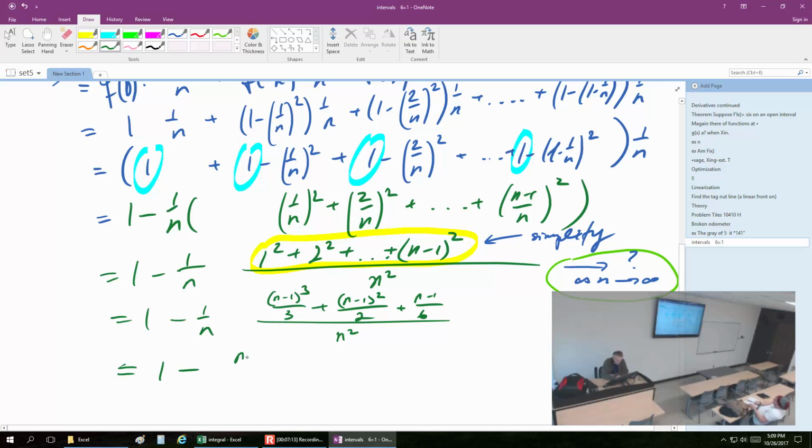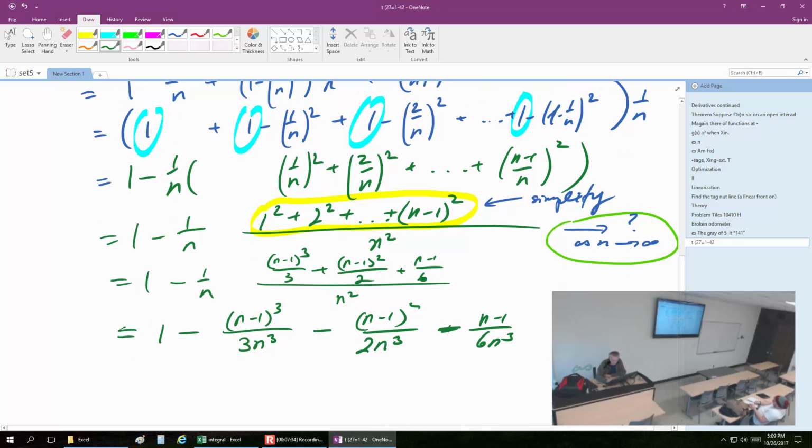So I'm doing common denominators here. 1 minus (n minus 1) cubed over 3n cubed, minus (n minus 1) squared over n cubed again, plus (n minus 1) over 6n cubed, and here I have 2. Okay, taking the limit. As n goes to infinity, 1 remains 1.